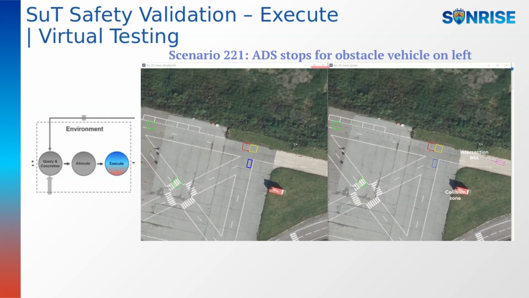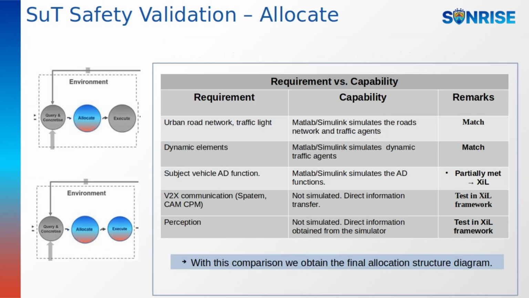Scenario 221 shows the ADS stops urgently to allow a non-priority obstacle vehicle on left to pass but collides with it. The simulation requirements are compared with virtual test setup capabilities. MATLAB/Simulink covers road networks, traffic lights, and dynamic agents. AD functions are partially supported to be handled via the XIL framework. V2X communication and perception are not simulated and require direct testing in XIL.